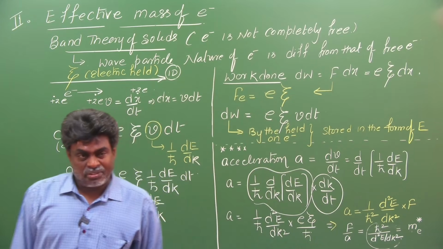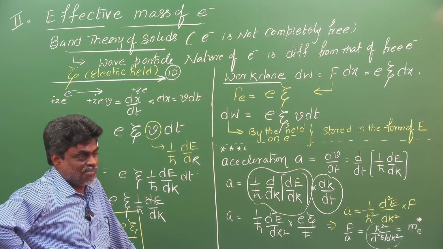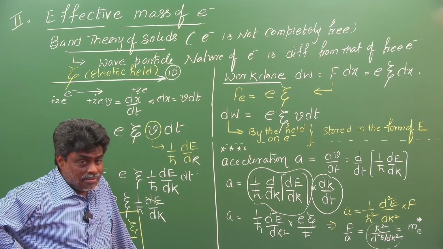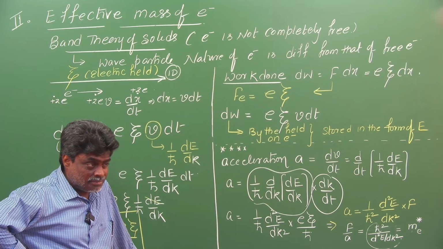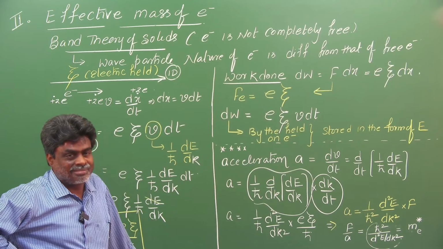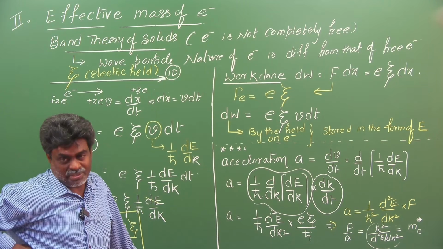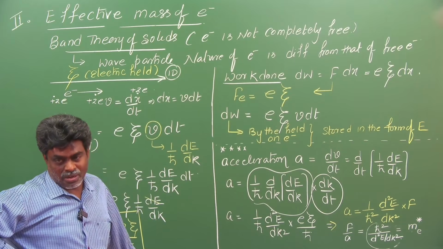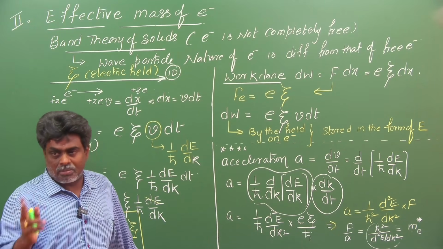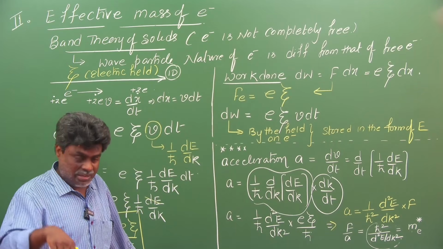What is the effective mass of a hole? Same magnitude, same amount, but a sign difference will be there for the holes. Of course, we are not talking about any holes. Just remember, if anybody asks, the effective mass of the electron and the effective mass of holes are the same in magnitude. Come on, write down.